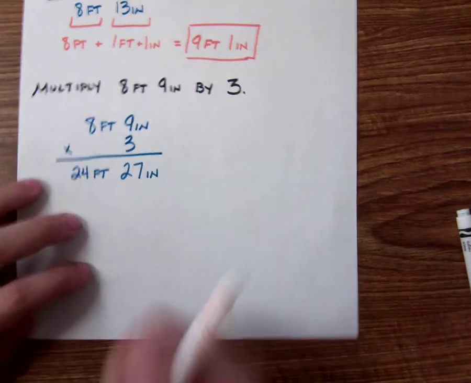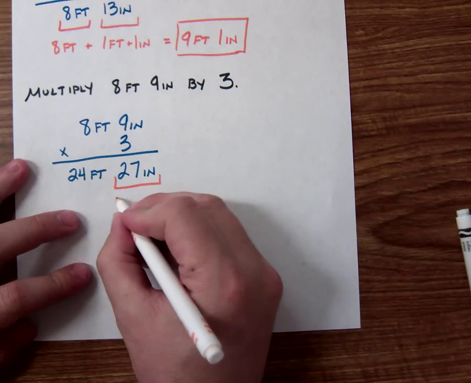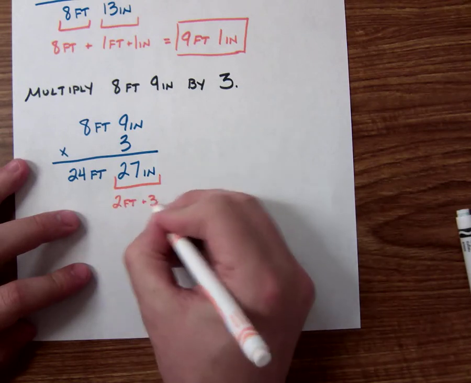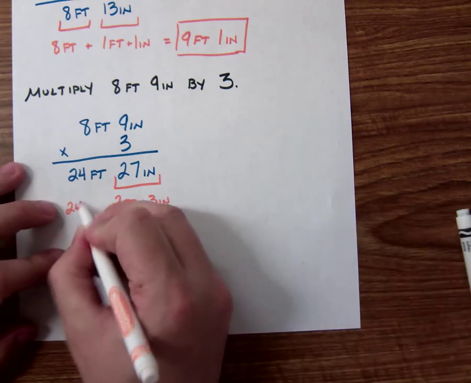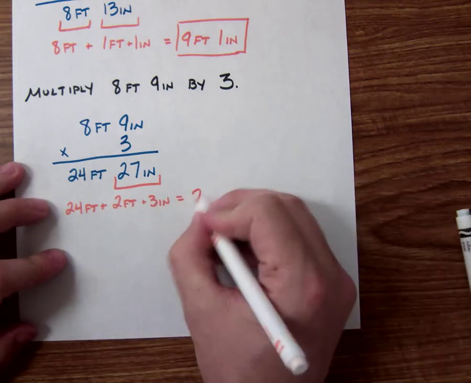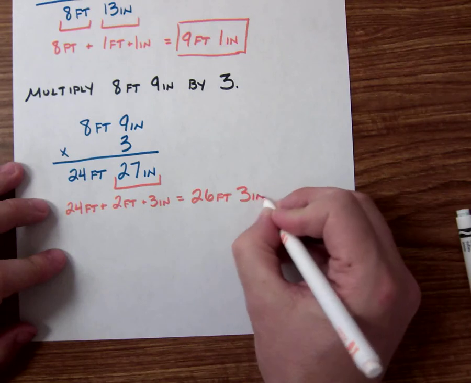Here's how we get that. 27 inches is how many feet? 2 feet. 2 feet 3, with 3 inches left over. Plus the 24 feet that we had for a grand total of 26 feet, 3 inches.